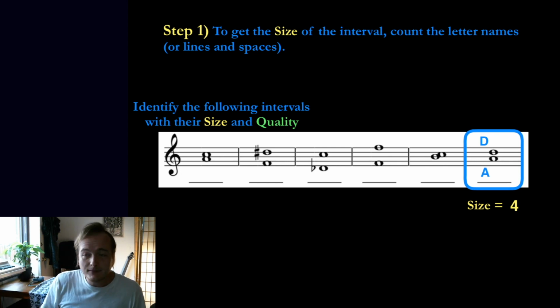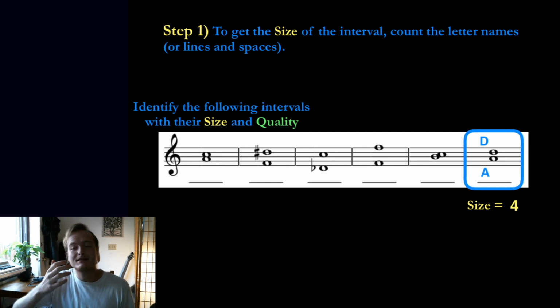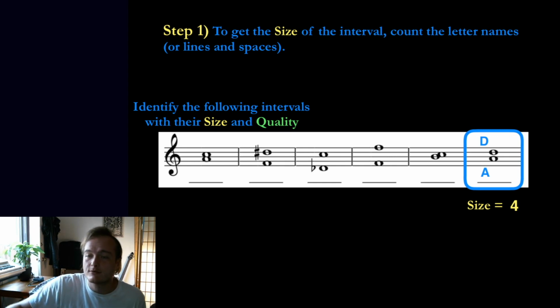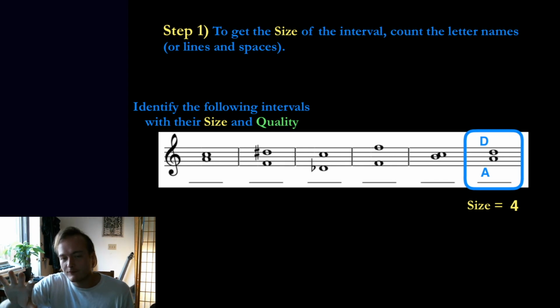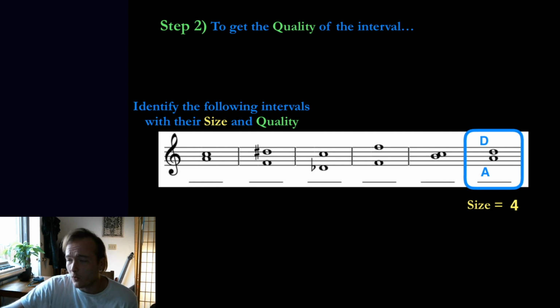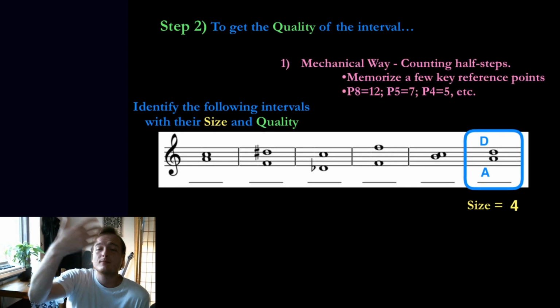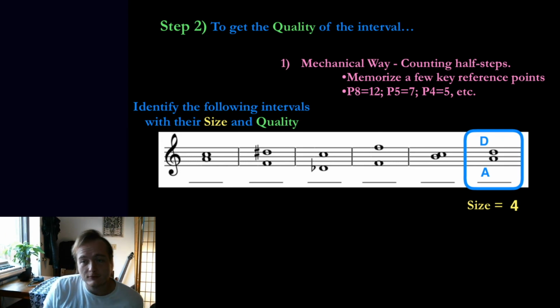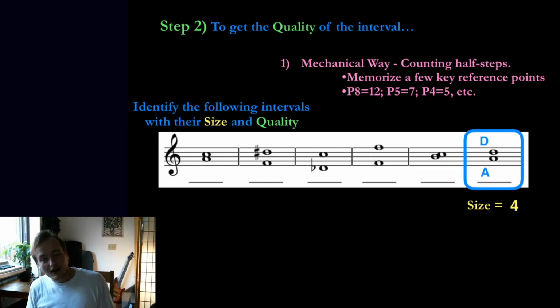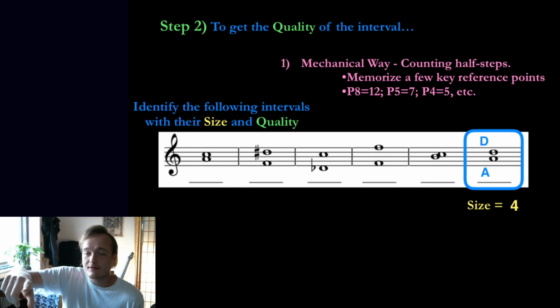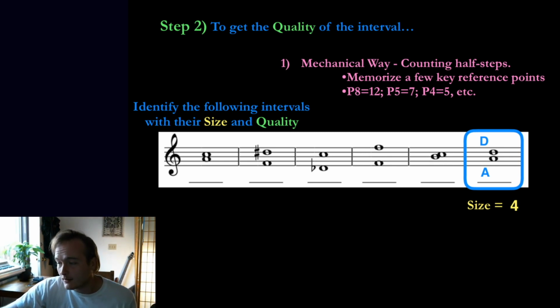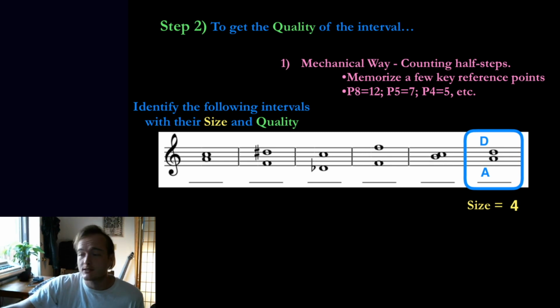Same with A to D, actually, the perfect fourth is always going to be a perfect fourth unless it's stretched in some way. But before we can be sure, we need to have some way of verifying this is a perfect fourth. When we're looking for the quality, we can use again this mechanical method. And as we saw before, one of our important intervals to remember was the perfect fourth, and it has 5 half steps. So now we know 5 half steps has to be how many are contained between A and D in order for it to be a perfect fourth.